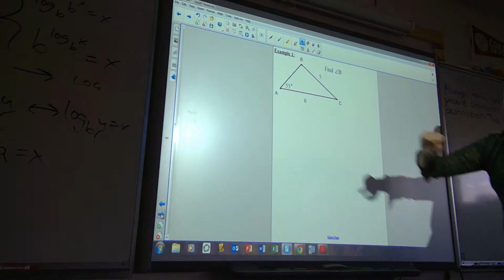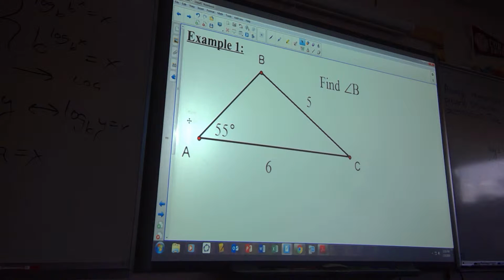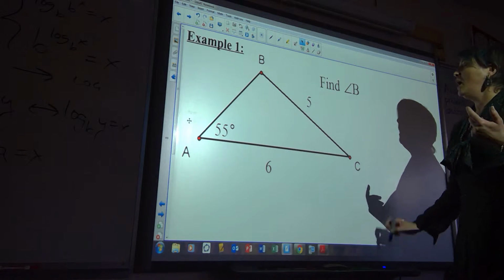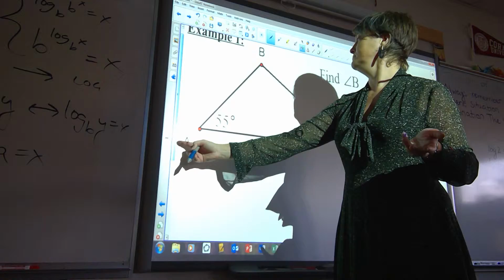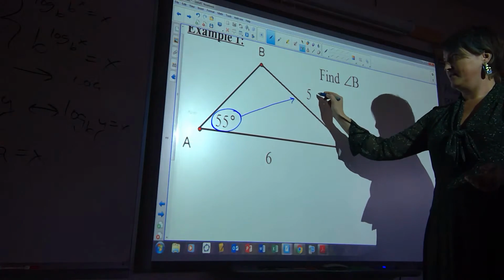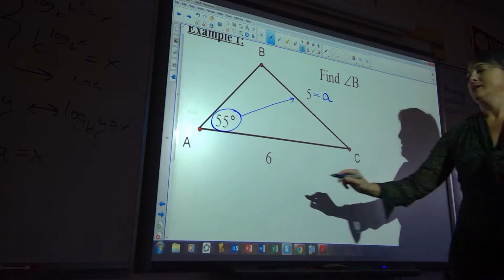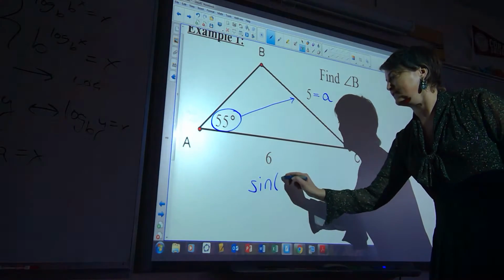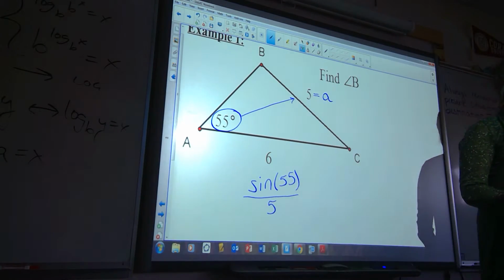All right, so let's try it out. Sometimes the triangles are already named for you. If they're not named for you, you can just randomly name them A, B, C. It should not matter. All right, we need to find angle B. So let's start with what we know, what is given. We know angle A is 55, so therefore this is side A, right? It's across from it. So we can set this up. Sine of 55 divided by 5 is one ratio.